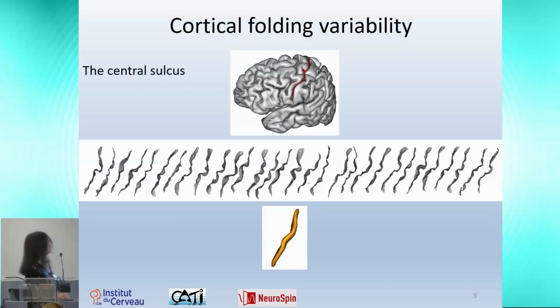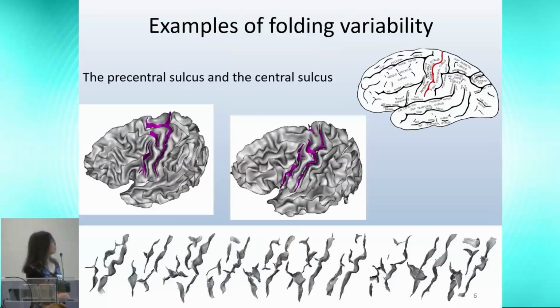Normally, the textbook example of the central sulcus is an average of all the other individual folds, and if you observe the individual folds, some of them are more flat, the others are more curvy, so there's a huge variability that exists. If we go to the area of the precentral sulcus, including the central sulcus and the precentral gyrus, as you can see at the bottom, the variability becomes really huge.